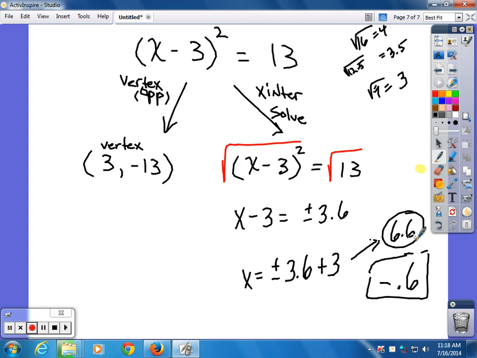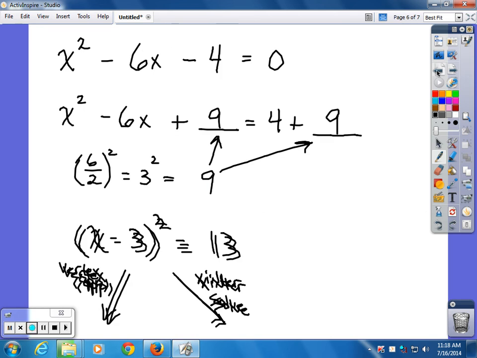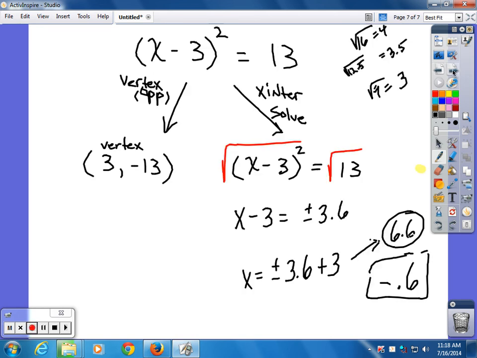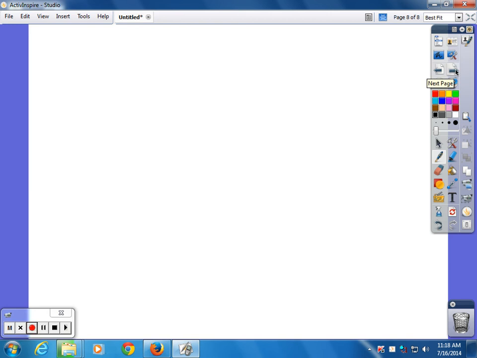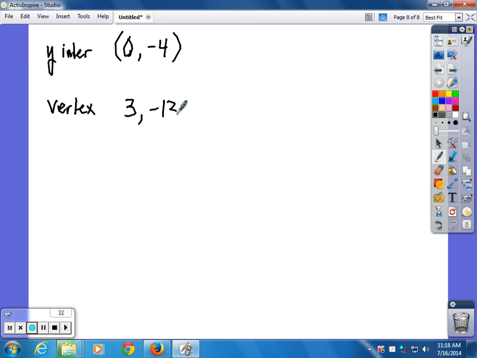And what's the Y-intercept? Let's go back and look. The Y-intercept is, okay, so let's write all that down. The Y-intercept is 0, negative 4. My vertex is 3 and negative 13. And our X-intercepts are 6.6. What was it? I got negative 0.6 comma 0. Yeah, and what's the other one? 0 comma 6.6.